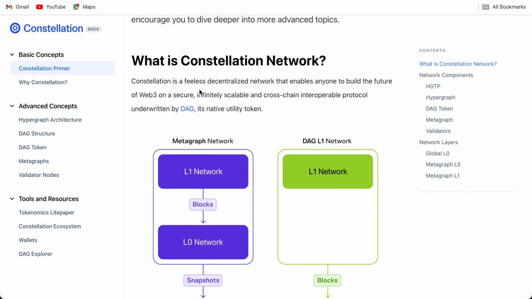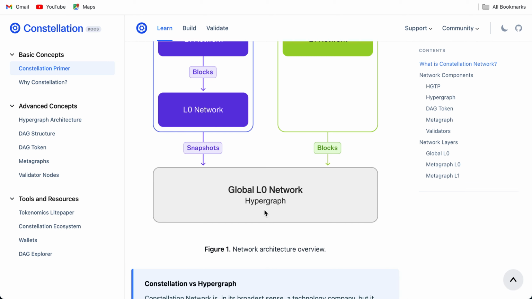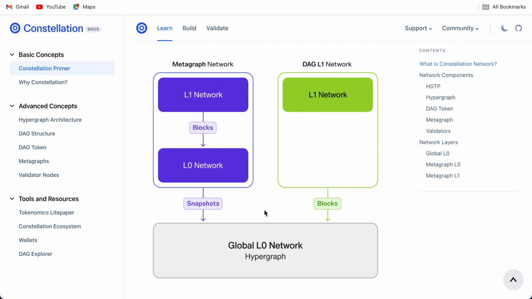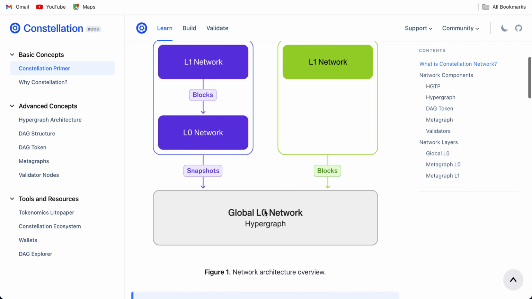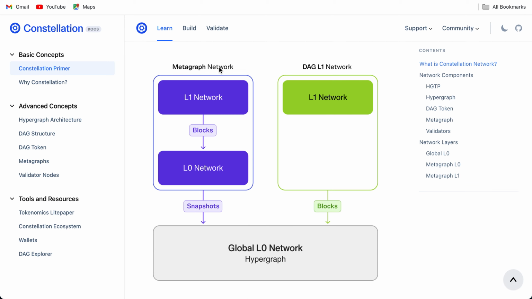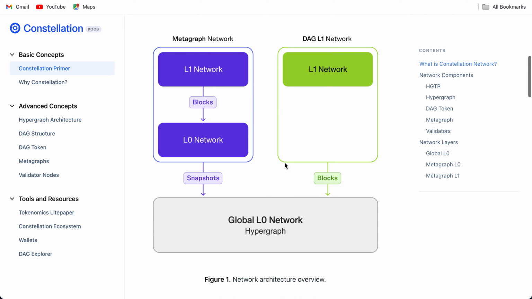Constellation is a feeless, decentralized network that enables anyone to build the future of Web3 on a secure, infinitely scalable, and cross-chain interoperable protocol underwritten by DAG. It's a native utility token. So many projects claim to be solving scalability, but Constellation claims to be infinitely scalable as it is built upon a layer 0 network. It is not your conventional layer 1. It claims to be feeless as well. We're going to check out the multiple layers of them: the Metagraph network, DAG layer 1 network, layer 0 network.